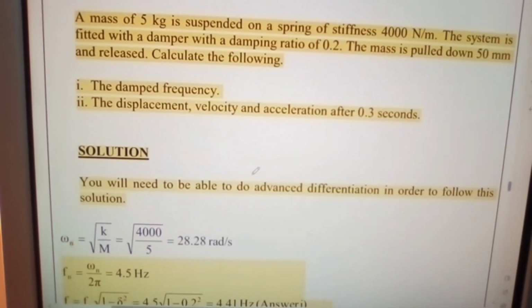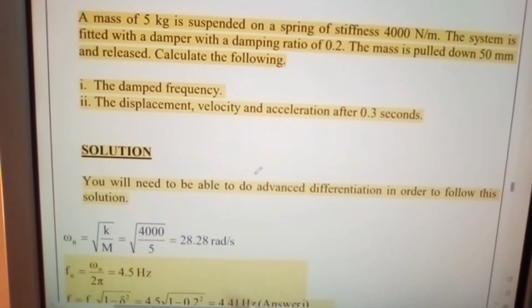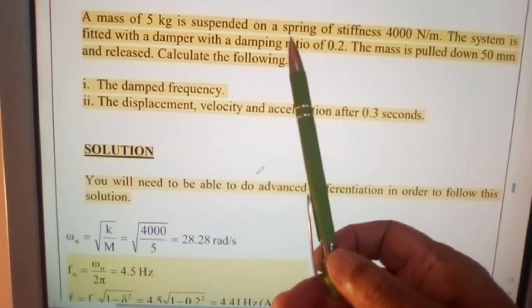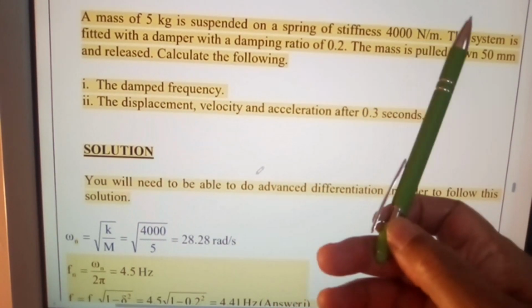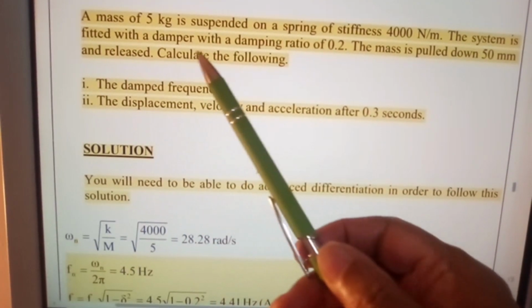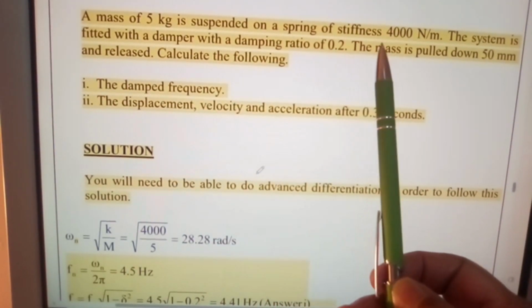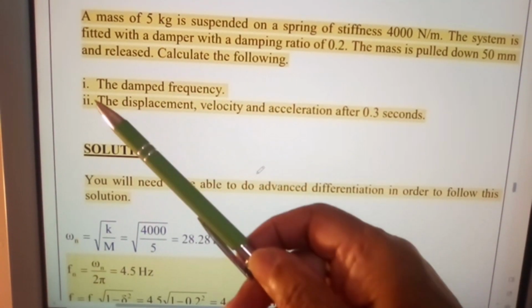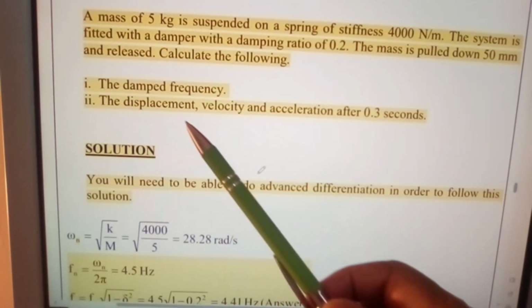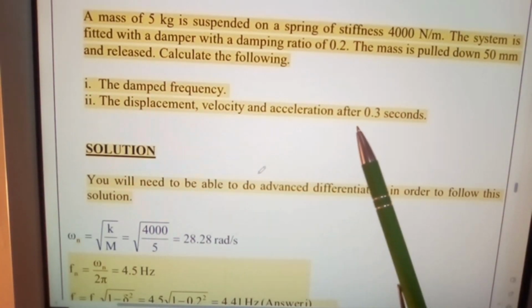And we have example 3. I'm going to read this here. A mass of 5 kilograms is suspended on a spring of stiffness 4,000 Newtons per meter. The system is fitted with a damper with a damping ratio of 0.2. The mass is pulled down 50 millimeters and released. Calculate the following: the damped frequency, the displacement, velocity, and acceleration after 0.3 seconds.